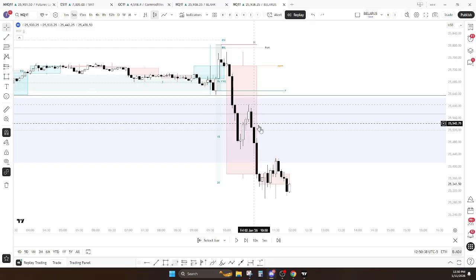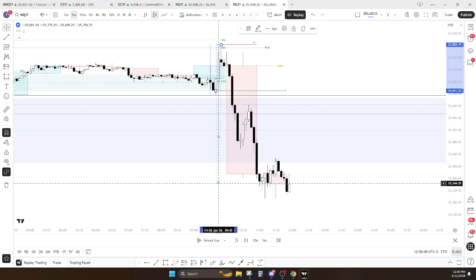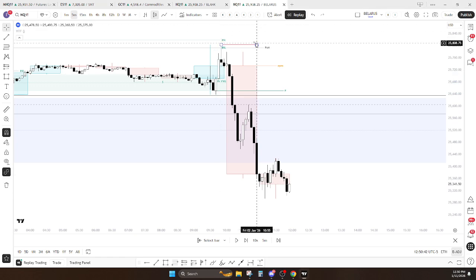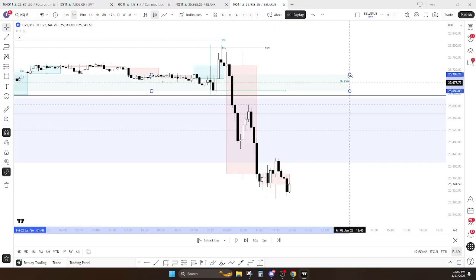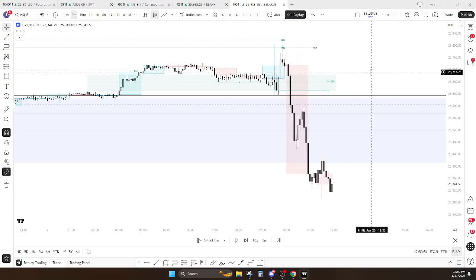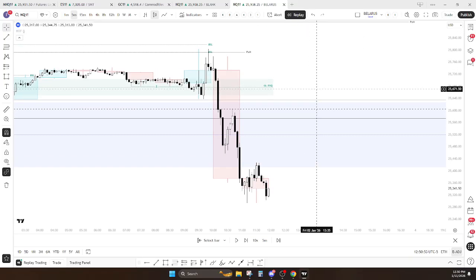So I want to mention here as well that we did hit the 2 hour target. So we are now removing all limit orders on this. And I'm just going to pull this through. So we did inverse this fair value gap at this point. And I'll remove that CISD as well.